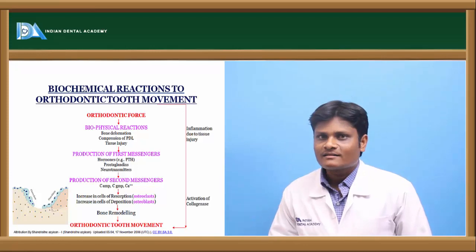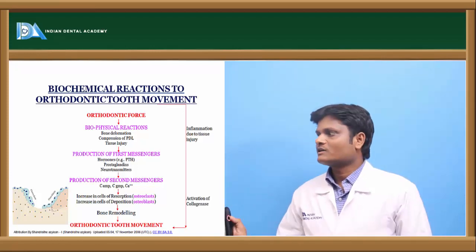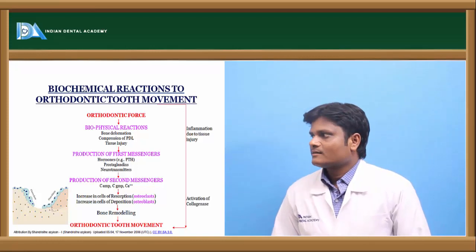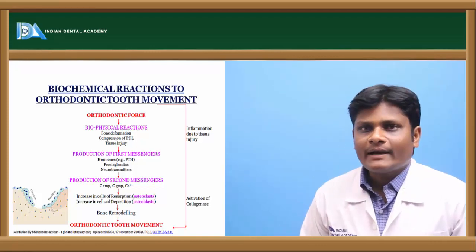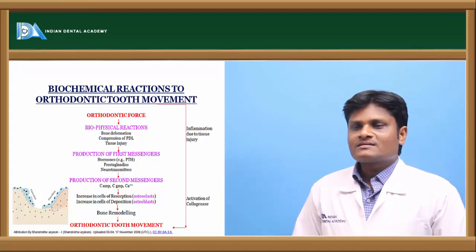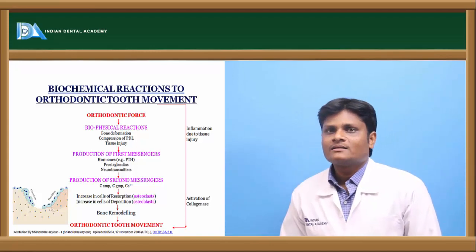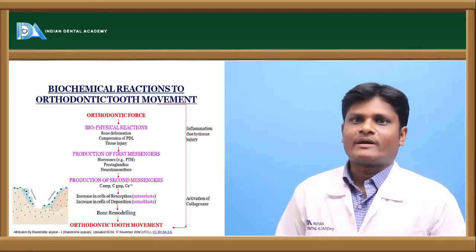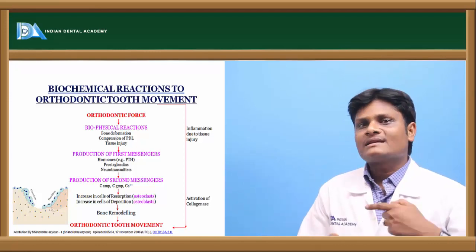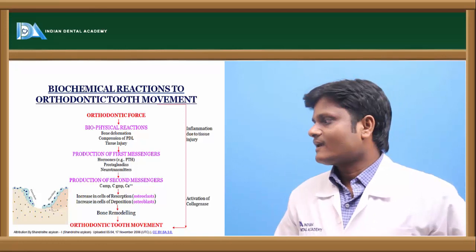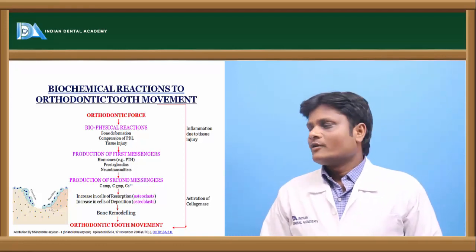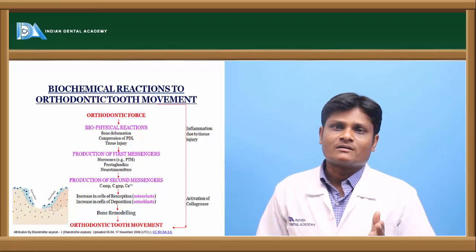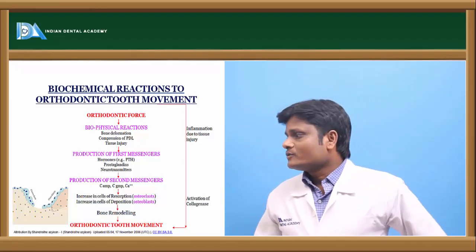We can combine these theories and put it under biological reactions to orthodontic tooth movement in this way. In response to orthodontic force, there will be biophysical reactions like bone deformation, compression of periodontal ligament, and tissue injury. These things will lead to production of first messengers like parathormone, the prostaglandins, neurotransmitters like vasoactive intestinal polypeptide. These in turn act on the cells, leading to production of secondary messengers like cyclic AMP, cyclic GMP, and increase in the calcium ions, which will lead to increase in the cells of resorption on the pressure side and increase in the cells of deposition, that is osteoblasts on the tension side, leading to bone remodeling.